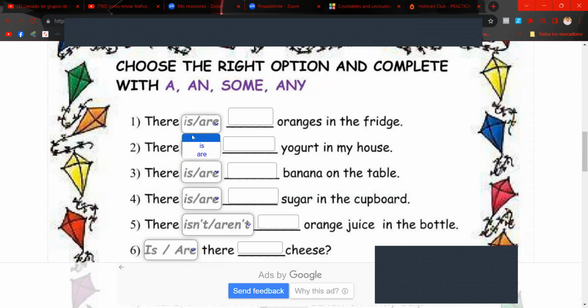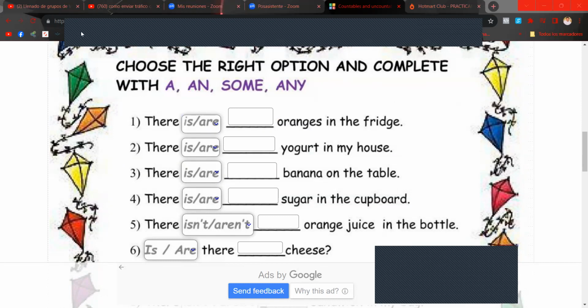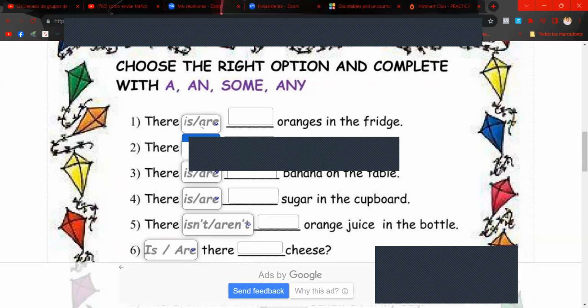Mira, acá se pone is o are, y acá se pone a, an, some o any. Ustedes saben muy bien, por favor, no me hagan quedar mal. A ver, ¿cómo sería? You have to tell the picture. Sería en este caso, some. Pero some orange, pero está hablando de oranges.